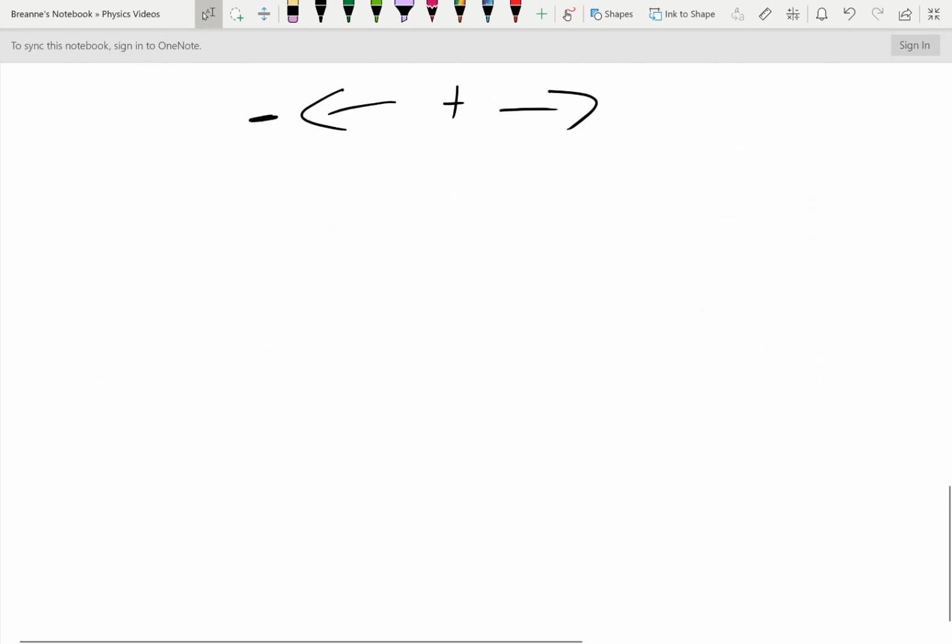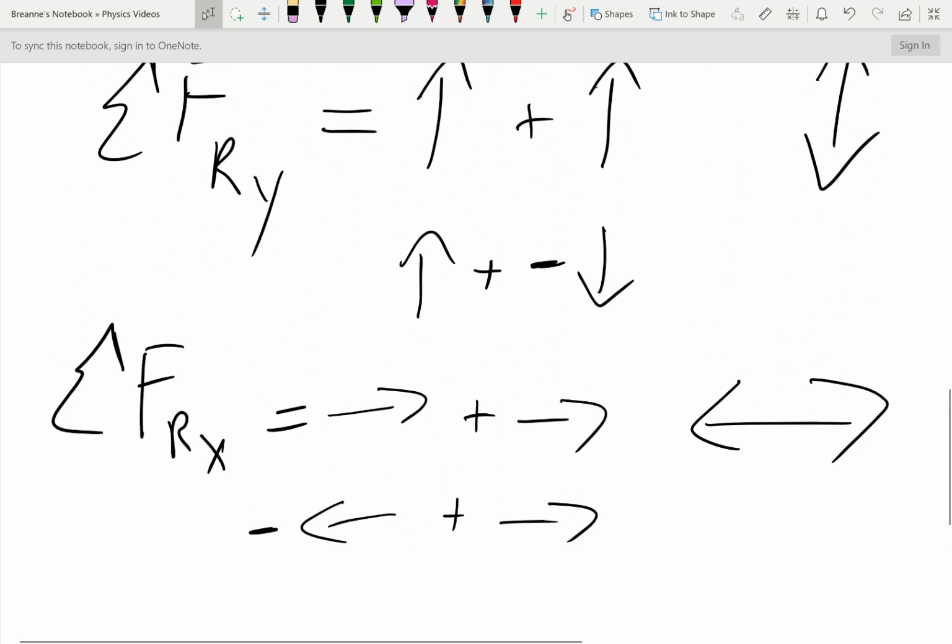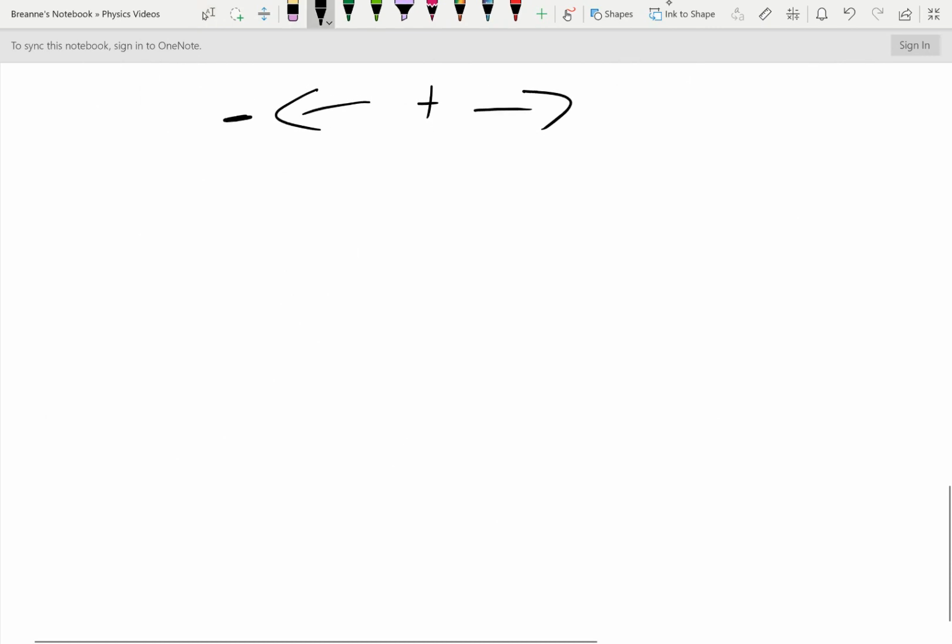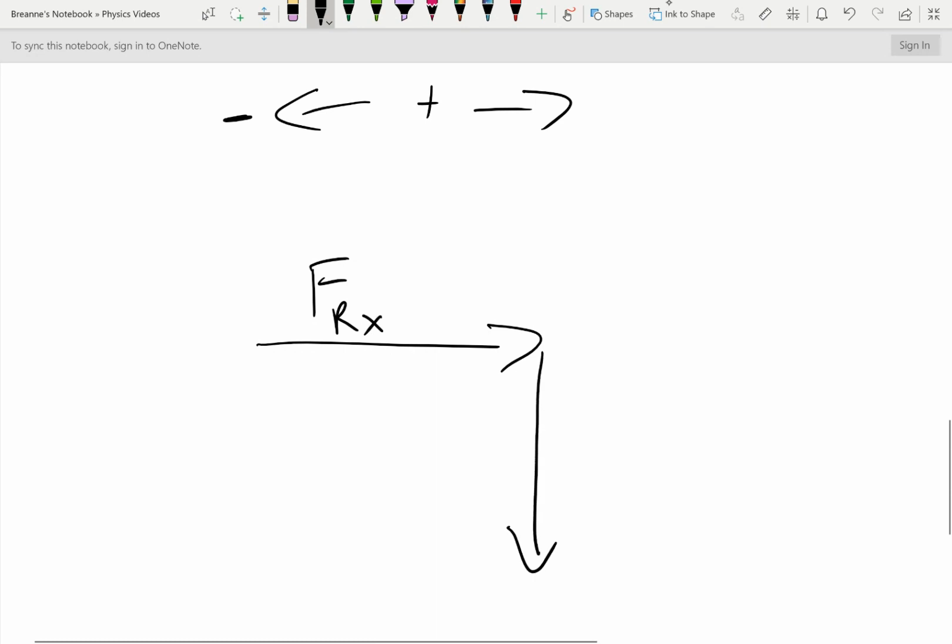After you do that, you would end up having to do a triangle, because this is, again, R and X. So you would draw your X first. So this would be your F, R, X. Always draw your X first. Then you would draw your Y, F, R, Y.